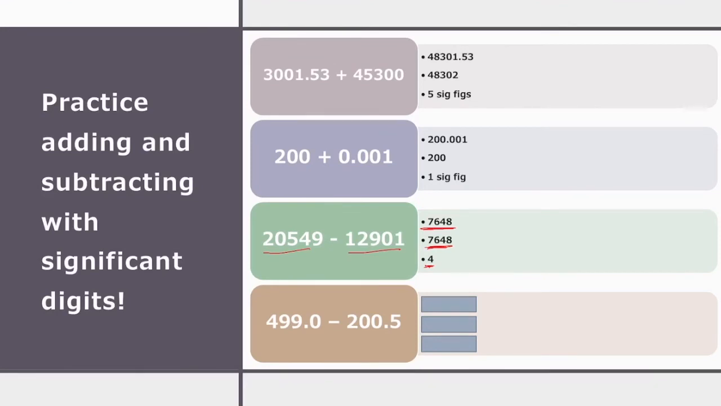All right, and then for this last one down here, I've got 499.0 minus 200.5. And so my calculator answer is right here, and these both have 1 decimal place. So I don't have to do any rounding. I can leave that number as it is because it only has 1 decimal place. And then these are all non-zero digits, so I'm going to end up with 4 significant digits there.